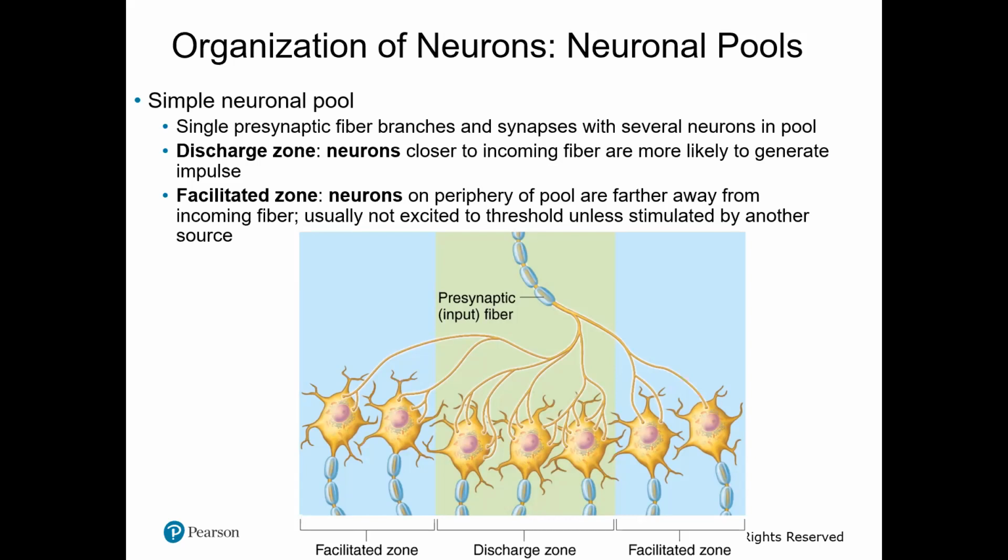The discharge zone is the neurons that are closest to the axon terminals. They're usually going to receive enough neurotransmitter to hit threshold. The further away you are from the incoming axon, the less likely you are to hit threshold. Those are what we call the facilitated zone neurons. So depending on where our presynaptic neuron branches off, how many neurons are we going to come in contact with? Are we going to be able to hit threshold or not?